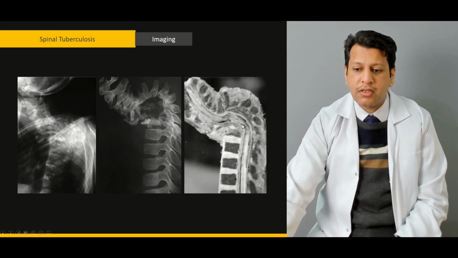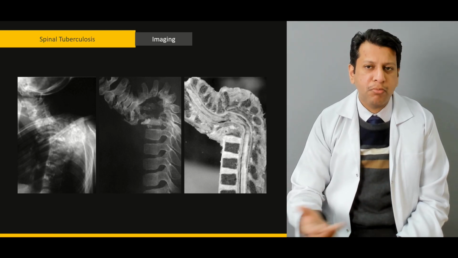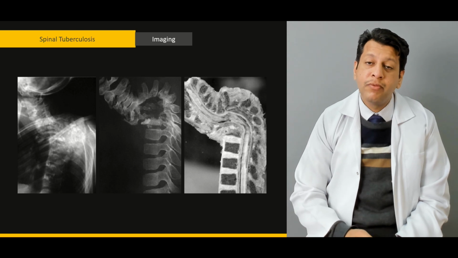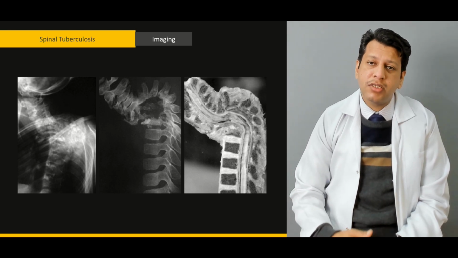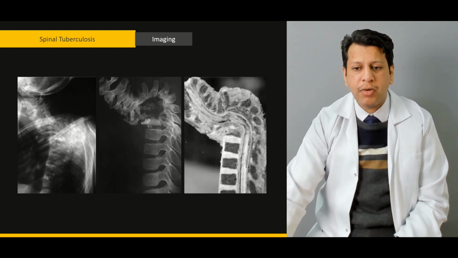This is another view of the same thing, and you can appreciate how many vertebral bodies have been involved. And when there is an end stage, it almost erodes everything. It erodes vertebral bodies, it erodes the intervertebral disc. But usually that's where we differentiate: initially, the discs are always spared in tuberculosis as compared to the pyogenic infection.